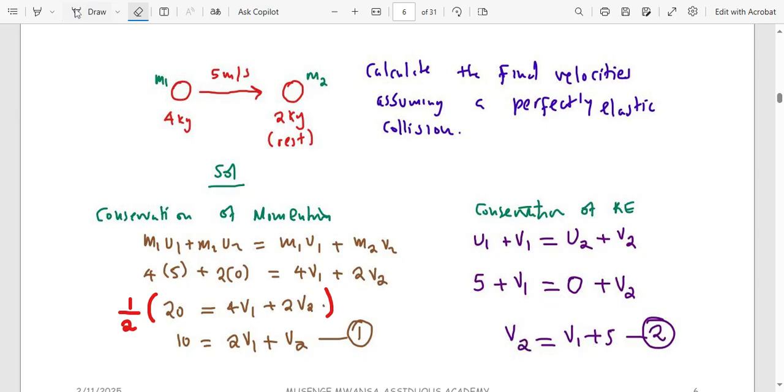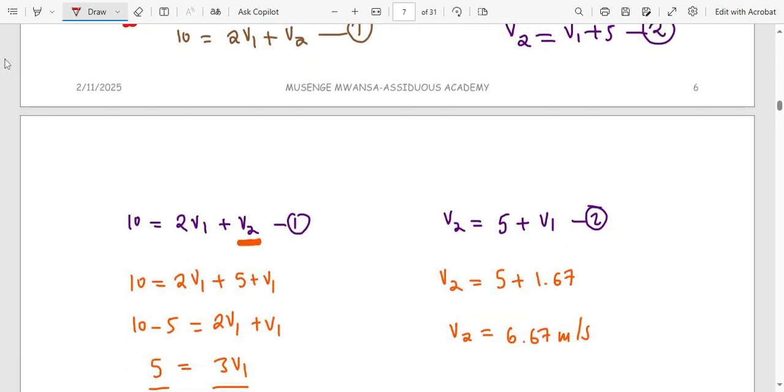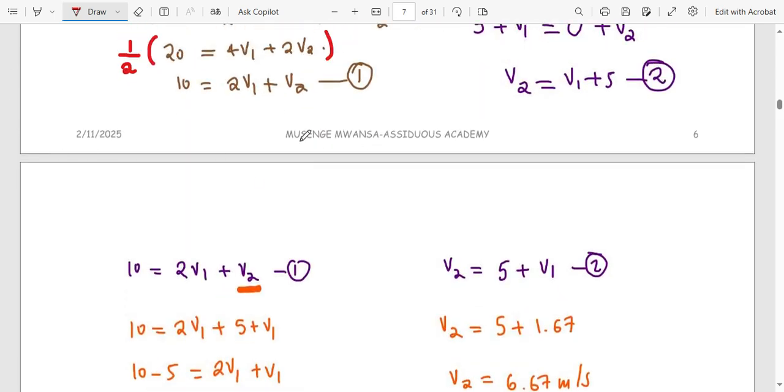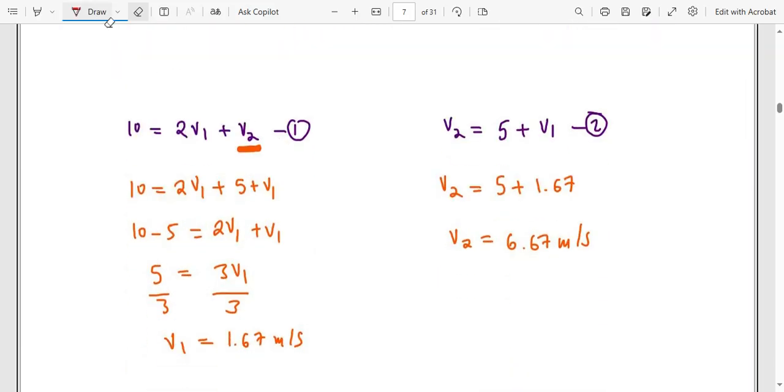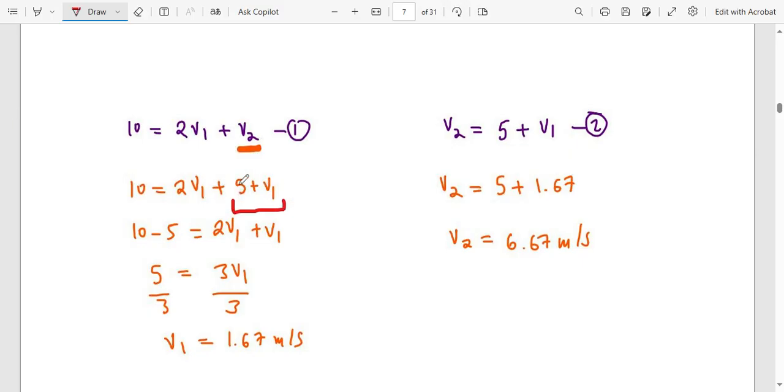So the next thing is, now we get these two equations and solve them simultaneously. Can you see this is v2? We'll just come and substitute where there is v2. There we'll put v1 plus 5. Where there is v2, there we have put 5 plus v1. I'm going to take this 5 to the other side, it will become negative, so it becomes 10 minus 5. Then I've got 2v1 plus v1, that will be 3v1.